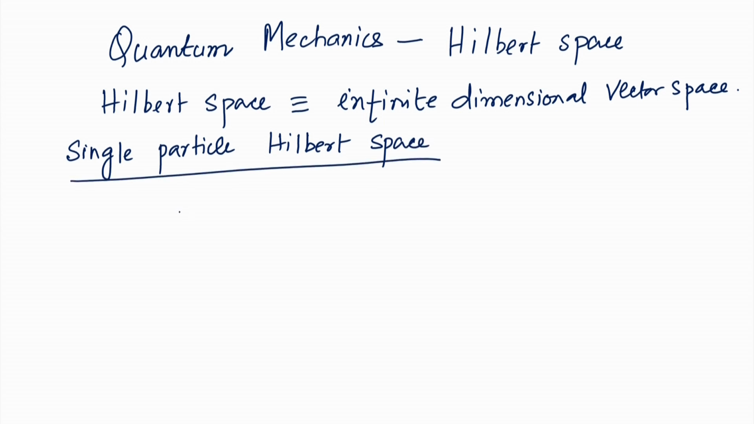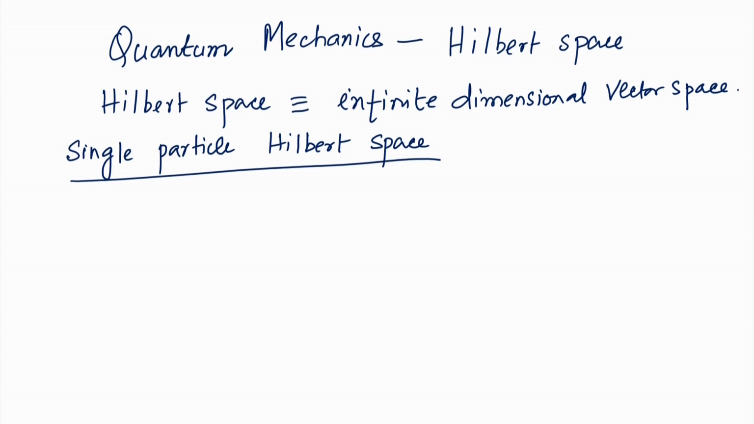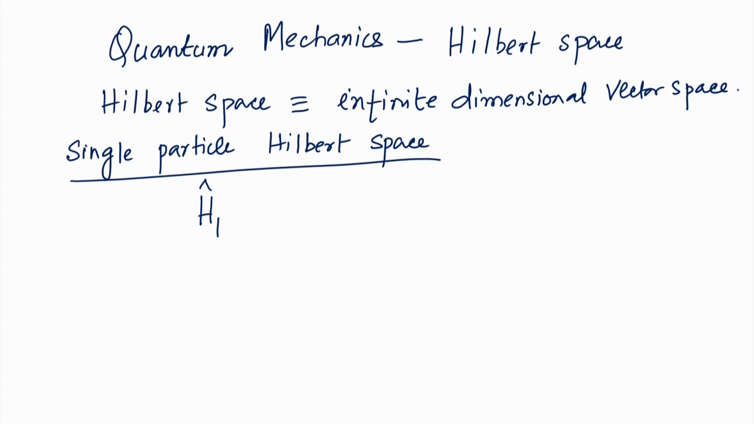So, let us assume a single particle or a collection of particles which are non-interacting. One such particle is represented by a Hamiltonian H1, where the subscript 1 stands for one particle, and it has an eigenfunction. This is the Hamiltonian of the system.